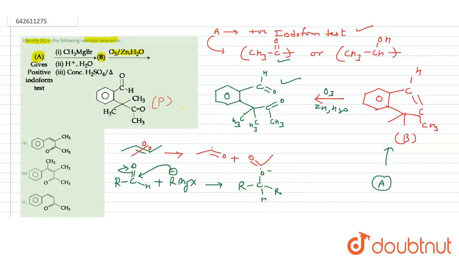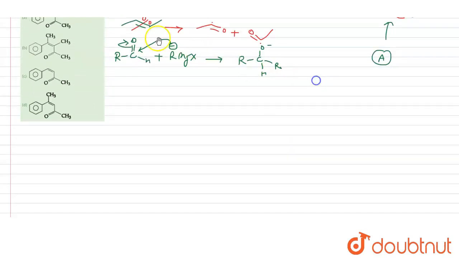And when we carry out the hydrolysis, that means H positive over here, in the presence of water, this O negative will abstract this proton, and there is a formation of a secondary alcohol, or you can say primary alcohol. So there is a formation of alcohol basically. So this is R.